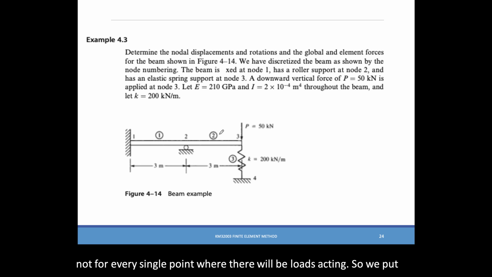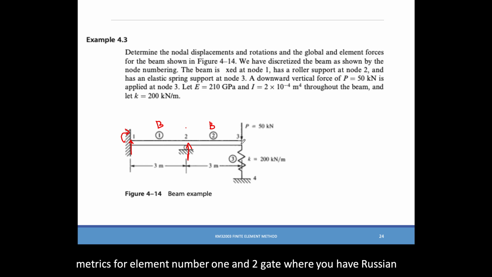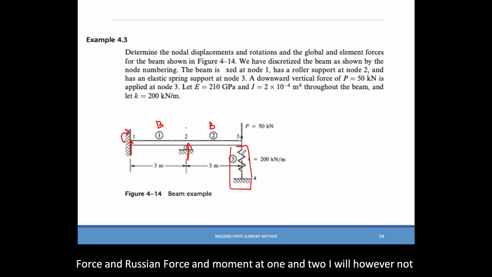For example number 3, similar case. We will apply a beam stiffness matrix for element number 1 and number 2, where you have a reaction force and moment at node 1 and 2. However, at node number 3 there is a spring connecting them. So to represent this particular spring, we would apply a spring stiffness matrix to represent the so-called element number 3. So we would again solve them accordingly.